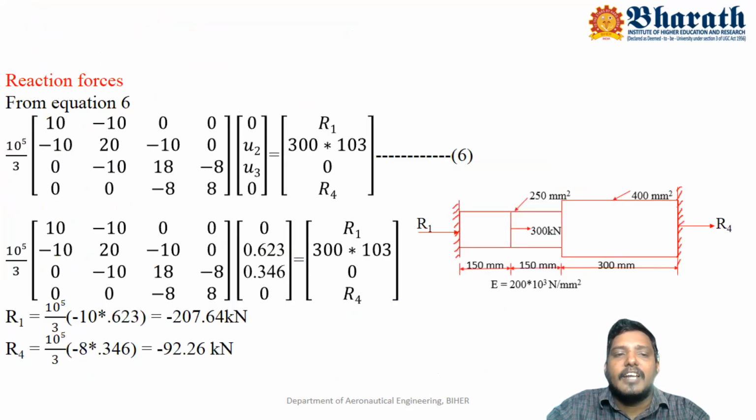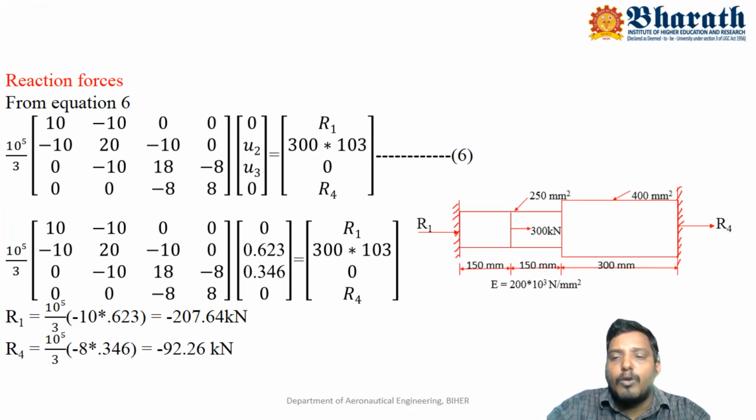Now how will we obtain the reaction forces? We go for equation 6. From that equation, we apply our nodal displacements. Then the first row of the stiffness matrix into the nodal displacement vector will give the R1 value. Then the fourth row of the global stiffness matrix into the nodal displacement vector will give the R4 value. We substitute, and then we will find the values of R1 and R4.